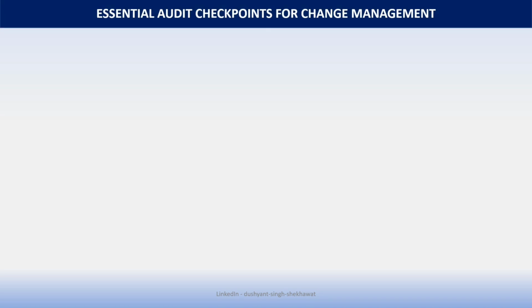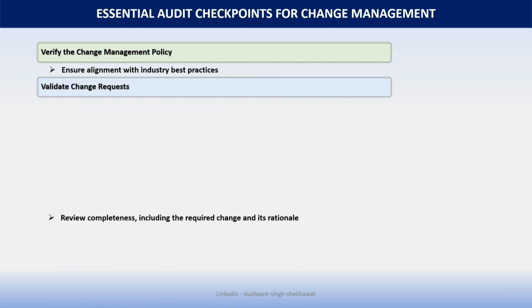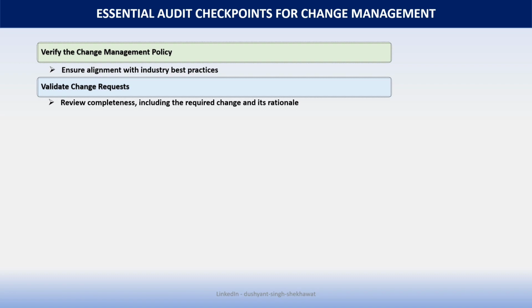So, what are the things you can check in change management as an auditor? First, you need to ask for the change management policy, whether the organization has change management policy, procedures, guidelines or not. And if they have these policies, are they aligned with industry best practices? Change request created or not? Before implementing any change, a change request needs to be created. So whether it was done or not.